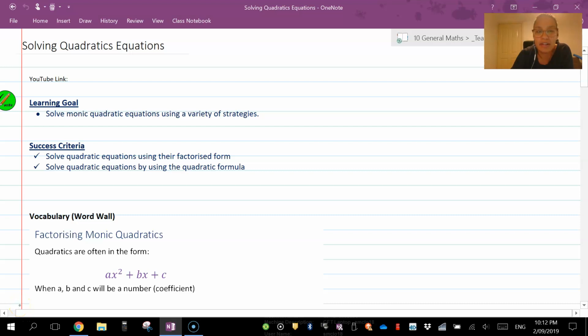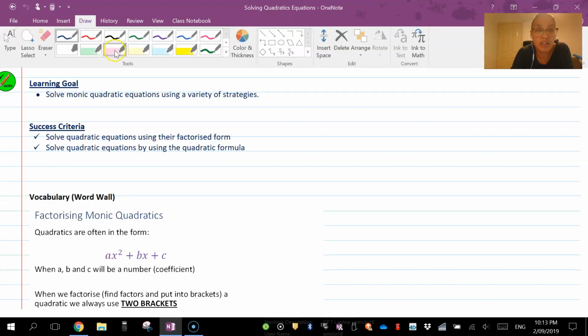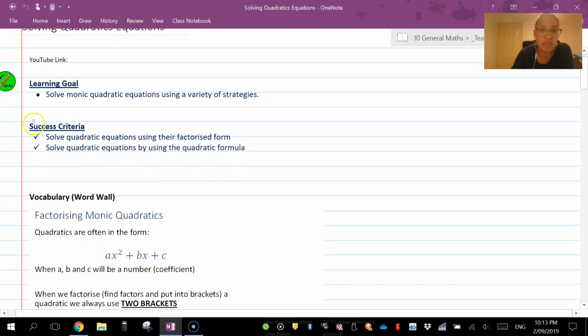Hey everyone, in this lesson we're looking at solving quadratic equations. We are going to be looking at how you might solve or find a value, find what x is, using some strategies. In this video we're just going to look at one strategy, in class we'll look at another. To be successful from this video, we're going to make sure that we're solving quadratics using their factorized form, and we're doing what we call the null factor law.